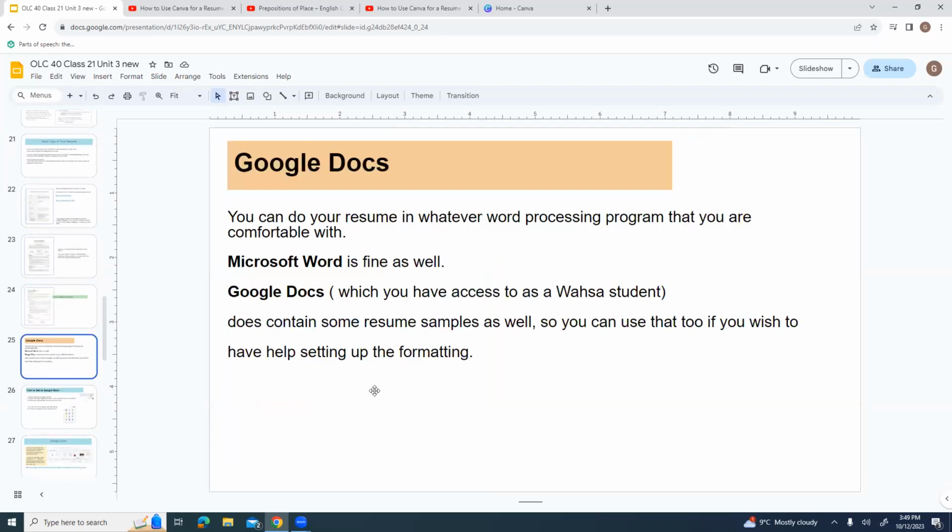Google Docs. You can do your resume in whatever word processing program you're comfortable with. I don't know much about Macs, but I'm sure they have a word processing program. If you're comfortable with that, that's great. Microsoft Word is fine. Google Docs is fine. You have access to Google Docs as a WASA student, and it does contain some resume samples as well. You're welcome to use that. Now, the only thing I found was it didn't necessarily line up to our categories. I did find a way around that, but I'm running out of time.